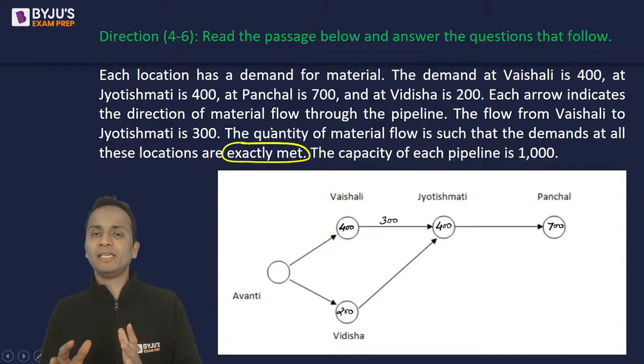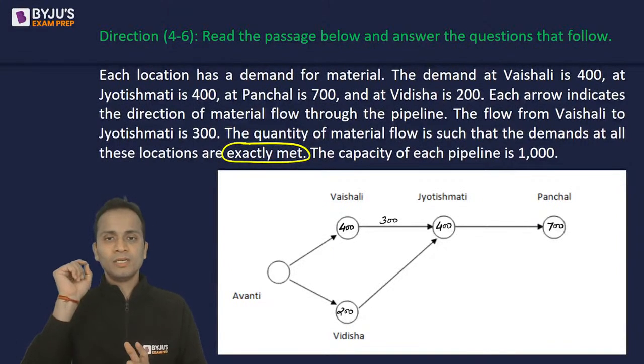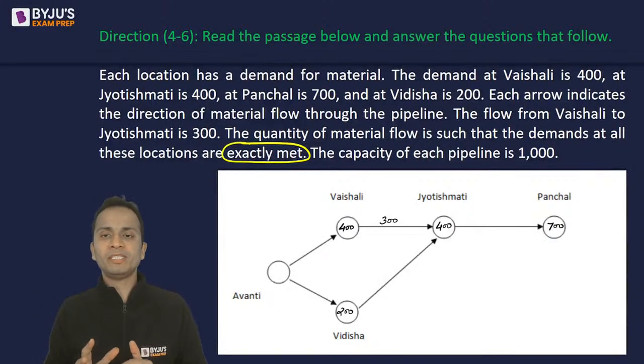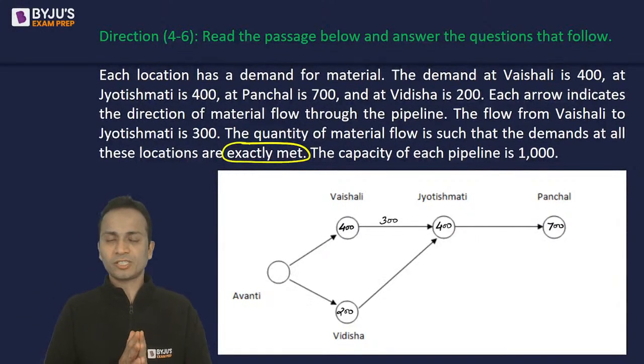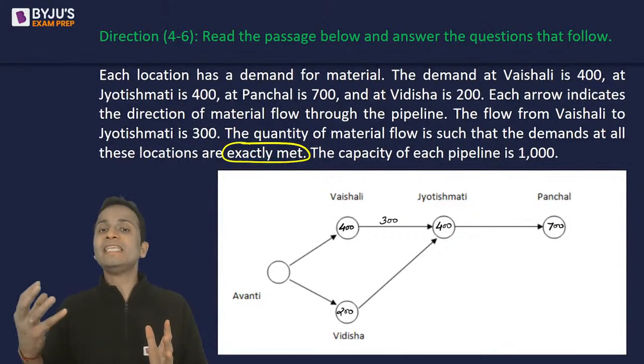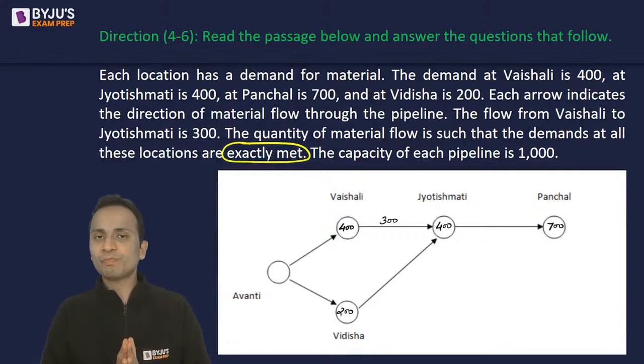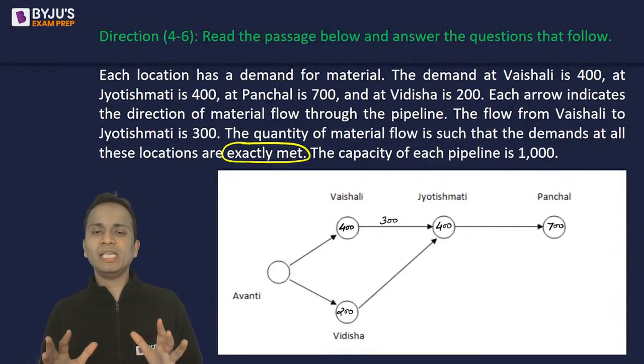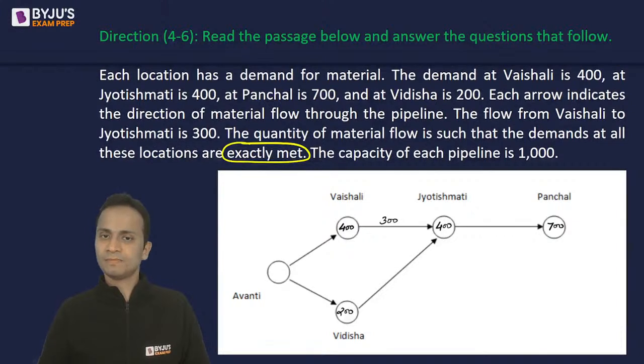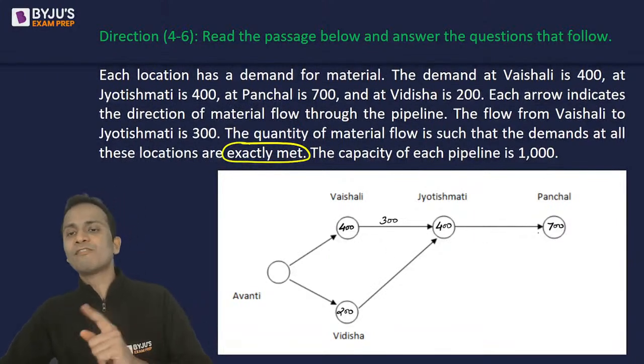So the flow in these pipelines of petrol is such that it will exactly meet the requirement at each of these locations. Okay, so there will not be any extra petrol at the end. Also, the capacity of each pipeline is 1000 liters. So no more than 1000 liters of petrol can flow through any pipeline. Okay. Now, based on this, let us find out what will be the flow of petrol in these pipelines.